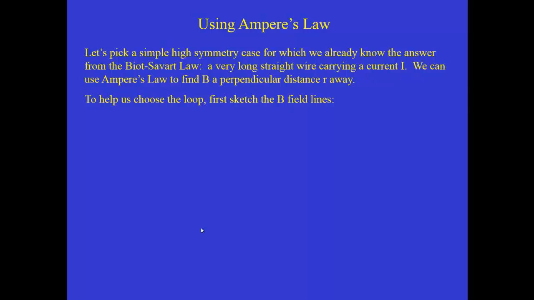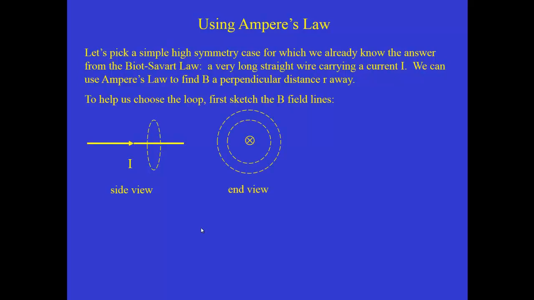And the habit that you want to always get into when using Ampere's law, just as we did with Gauss's law, is to first sketch the current configuration and then sketch in the B field lines that you know about from symmetry. So here's a long straight wire. The side view looks like this, and we imagine that there's a loop that circulates around the wire, and we put the dotted lines here to remind ourselves that this is not something physical. There's not really a hoop out there physically, but we're just going to imagine a loop like that so that the end view looks like this.